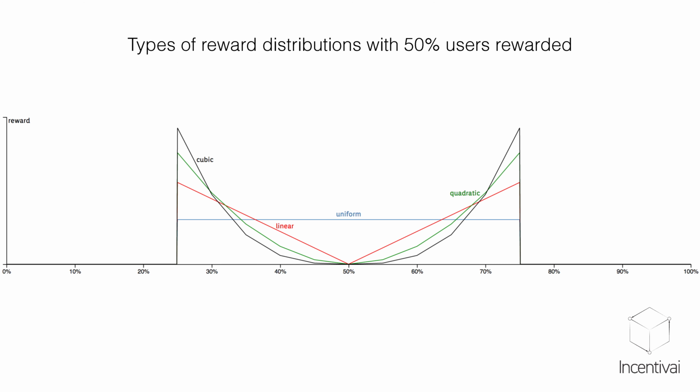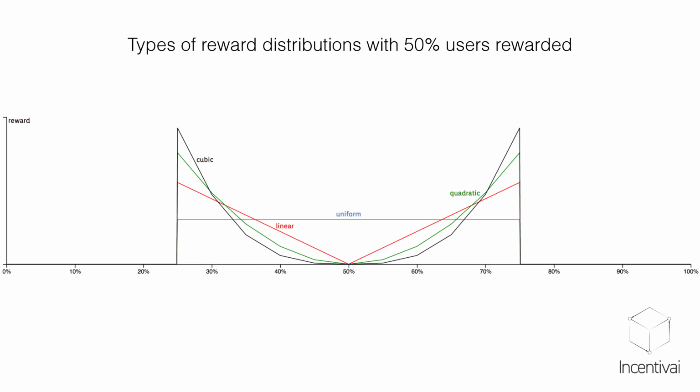So the reward distribution so far was uniform. If this is the distribution of our different votes, then at 50% we're at the median, and if you voted lower than the median, you're on this side, higher than the median on this side. And if we said, for example, that 50% of the users get rewarded, it means that 25% either side of the median all get the same reward because it's uniform.